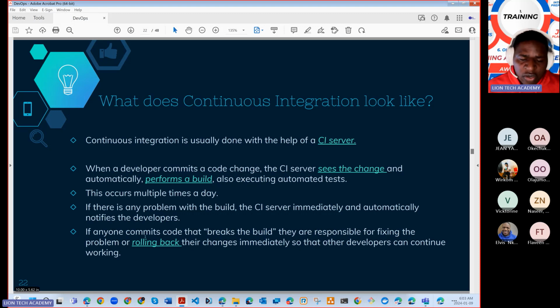If anyone commits code that breaks the build, they are responsible for fixing the problem or rolling back their changes immediately so that other developers can continue working. So yes, it's possible that a developer can commit code that breaks the build. This of course is going to hold up the system. That's why the company needs DevOps engineers that can easily ask the developer to roll back. Or of course, we can roll back on their behalf.